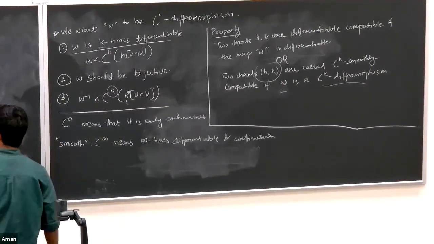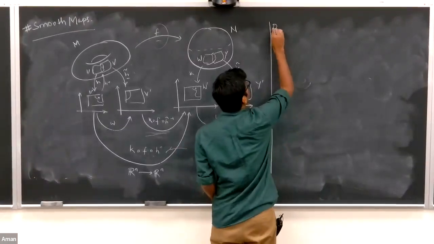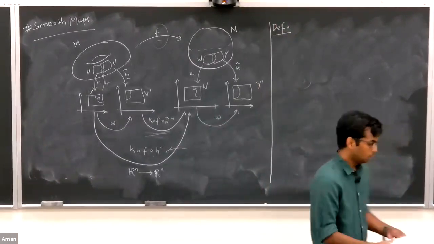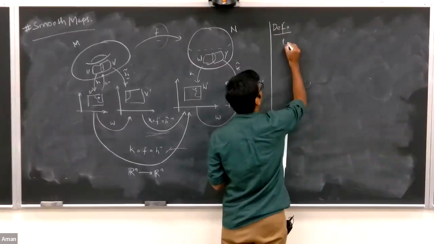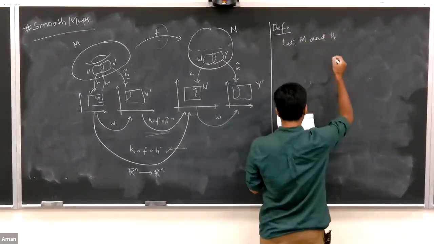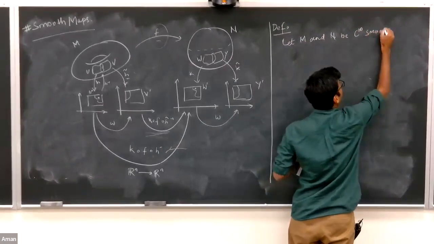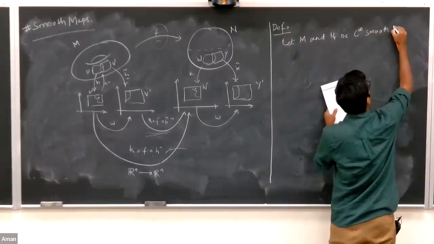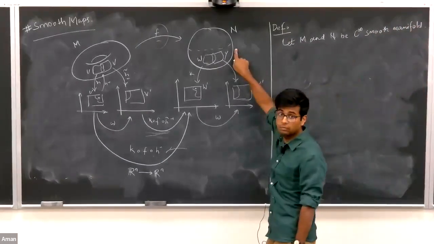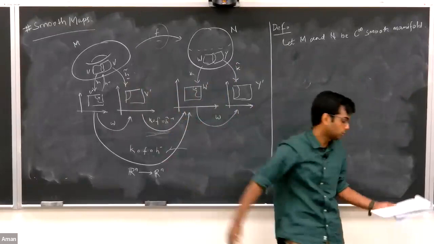Okay, so now with this in mind, let's write the definition. The definition is: let M and N be C infinity smooth manifolds. And this is given, right? Smooth manifolds. As we saw, the sphere was a C infinity smooth manifold just before this. You can also see that the torus is also a C infinity smooth manifold.